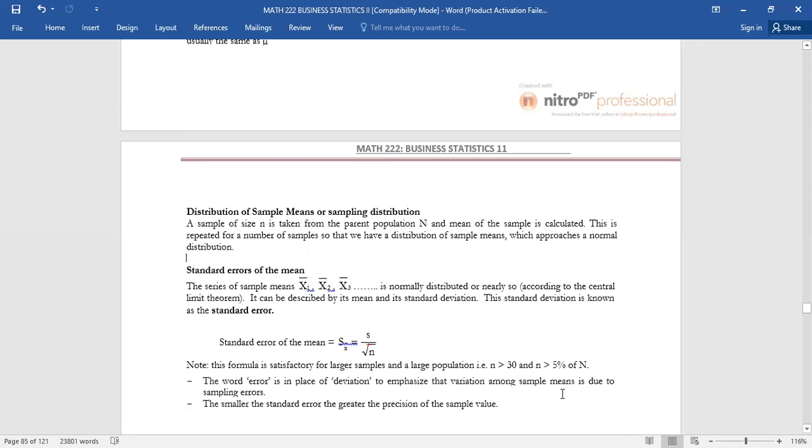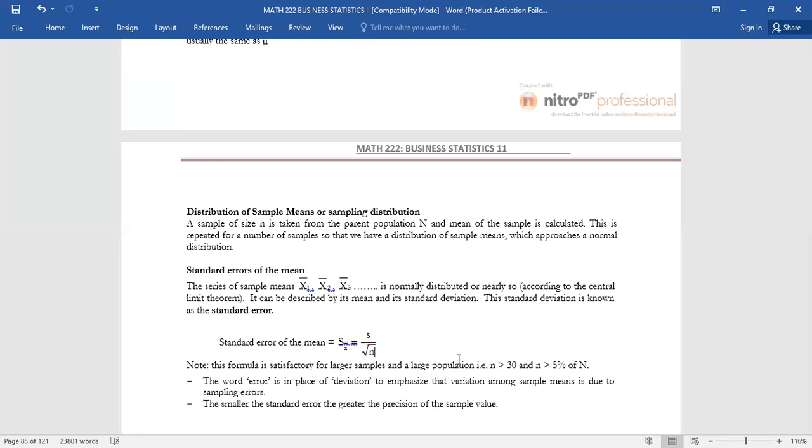Welcome. So this standard deviation is what we are now calling the standard error. And the standard error is given by this formula. So we are talking of the standard deviation of the sample over the square root of the number of items. And this formula is satisfactory normally for the larger samples.